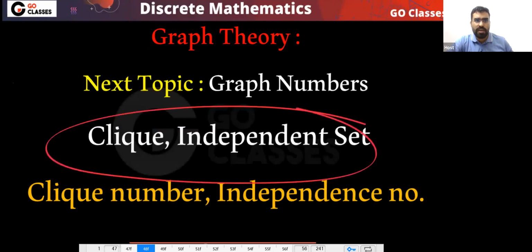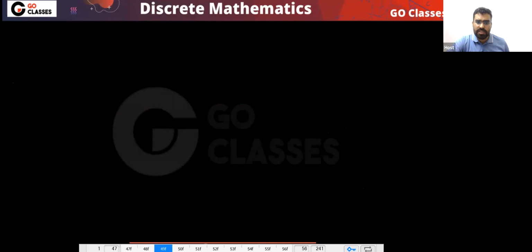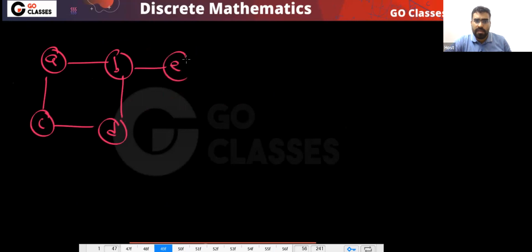Now let's see the concept of clique and independent set. What is a clique? What is an independent set? First, let's see the definition. These are very simple, and they are extreme opposites of each other. Suppose you have a graph with vertices A, B, C, D, E. A clique is a subset in which every two elements are adjacent.